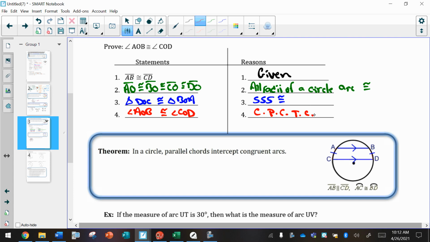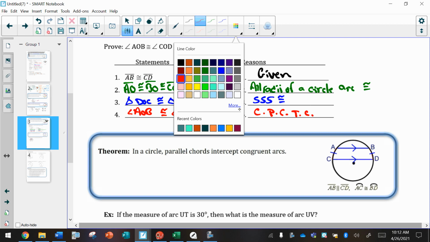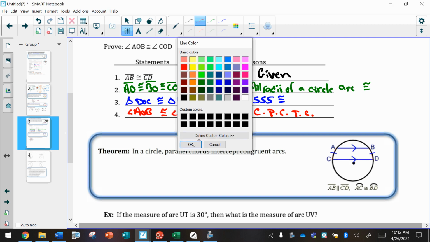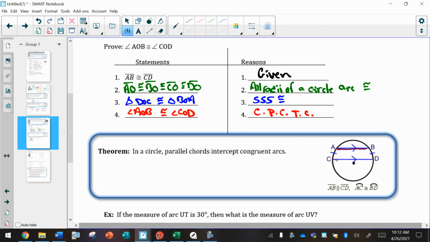Next theorem. In a circle, parallel chords intercept congruent arcs. Parallel chords have congruent arcs in between them. So arc AC is congruent to arc BD because chord AB is parallel to chord CD. So the congruent arcs are in between the two parallel chords.